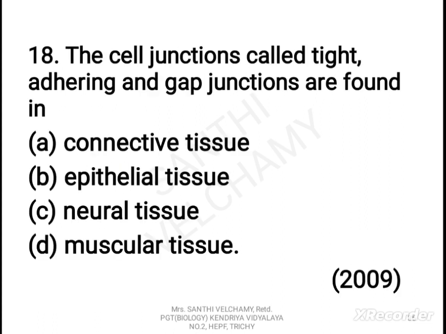Now let us go to the next question. The cell junctions called tight, adhering, and gap junctions are found in A. Connective tissue, B. Epithelial tissue, C. Neural tissue, D. Muscular tissue. The correct answer is B, epithelial tissue. The epithelial tissues consist of variously shaped cells. They are closely arranged in one or more layers. The cells are held tightly together by means of tight, adhering, and gap junctions. So that's why B, epithelial tissue, is the correct answer.